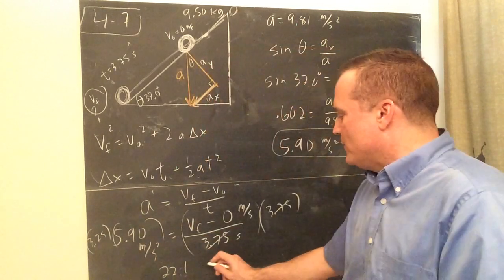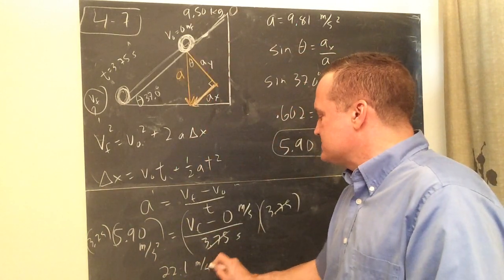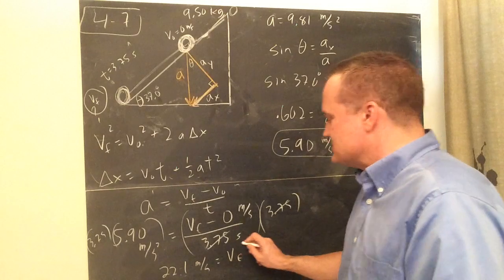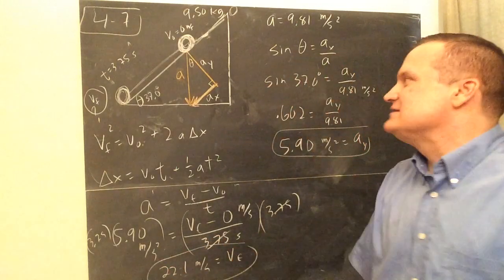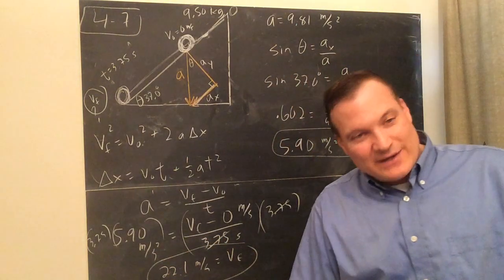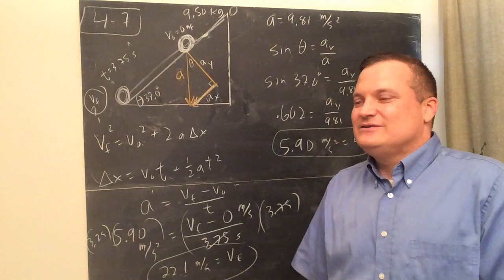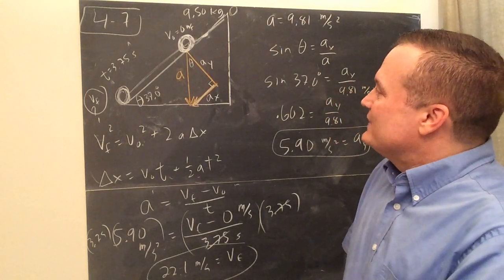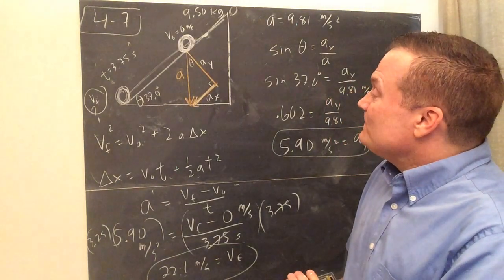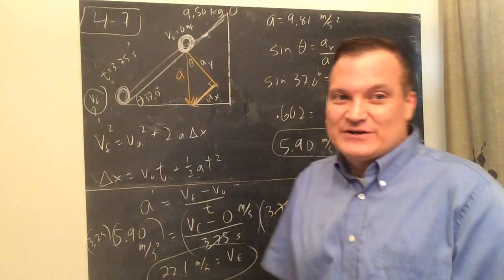And that gives me 22.1 meters per second equals the final velocity down the slide. So next time you go to a playground, you can actually figure this out. Now, interestingly, how could you measure the angle if you're in a playground?